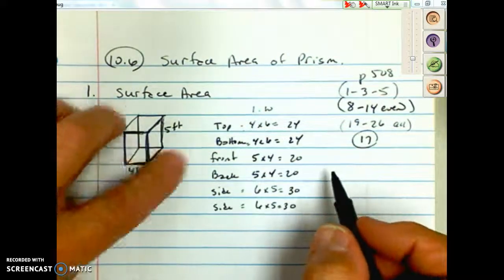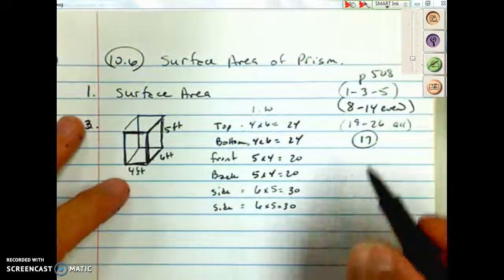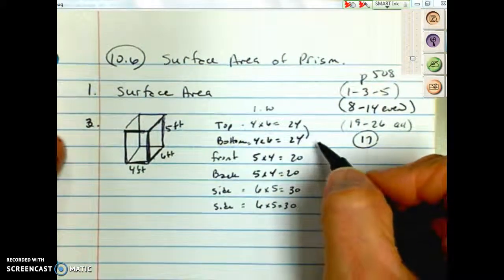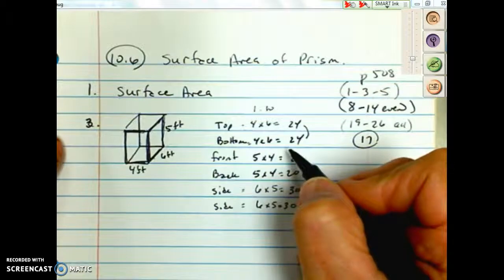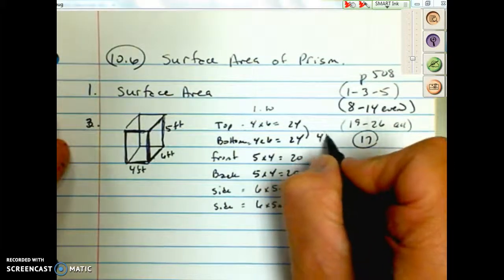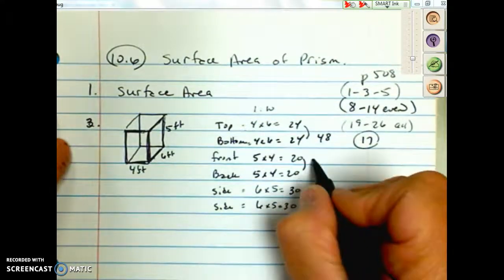Now, when we find the surface area, we want to know what all the surfaces add up to. So the area of all of them. So 24 plus 24, well, 20 plus 20 is 40, and 4 plus 4 is 8. So if you said 48, you are correct. Put that down. 20 plus 20 is 40.